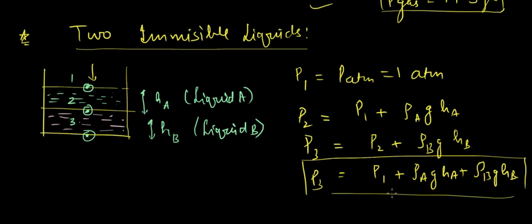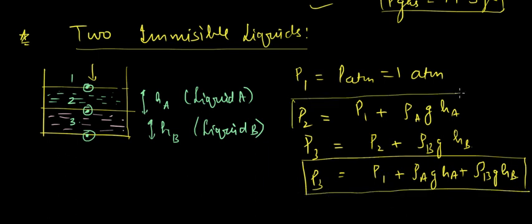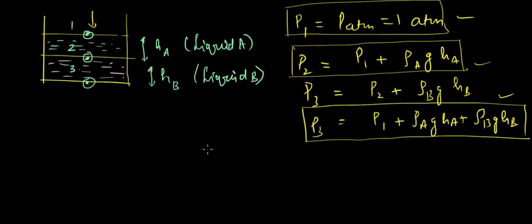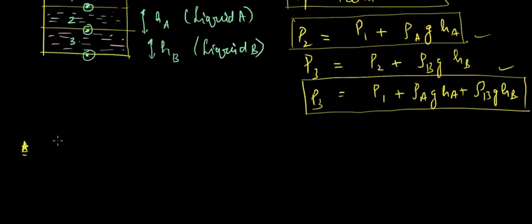Okay, just adding the pressures here to calculate the pressure at different points in the vessel. Okay, so now what happens if we have two miscible liquids?